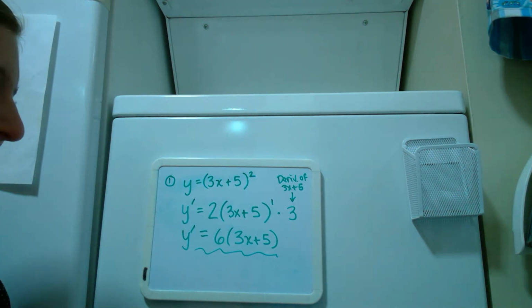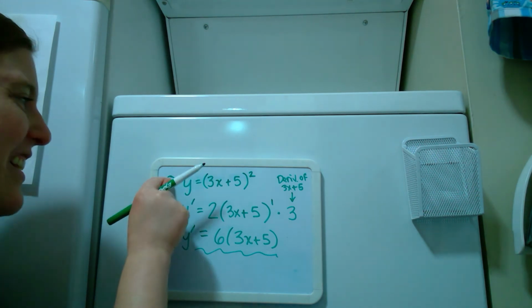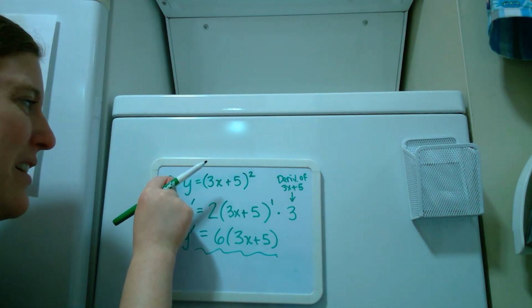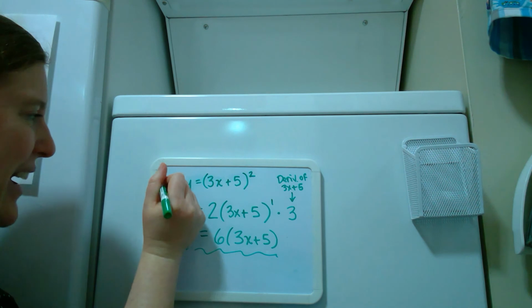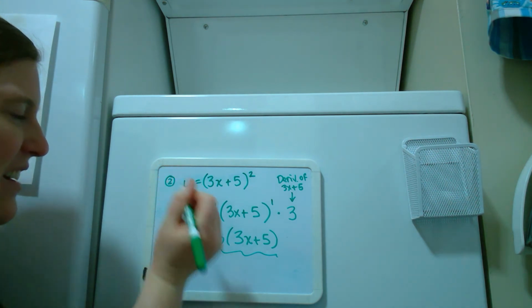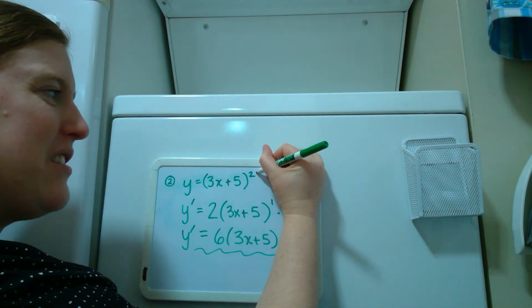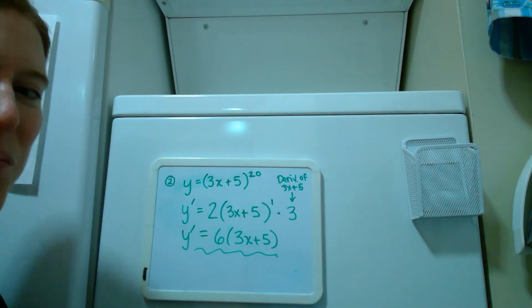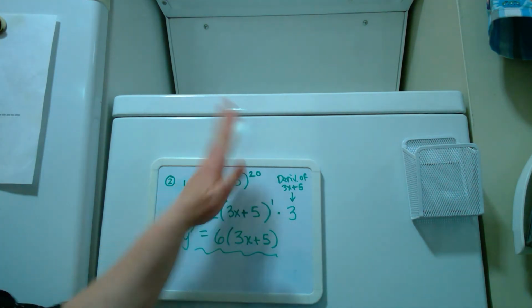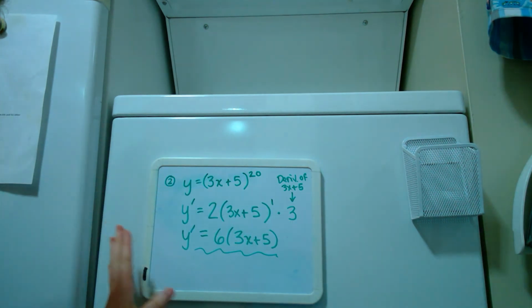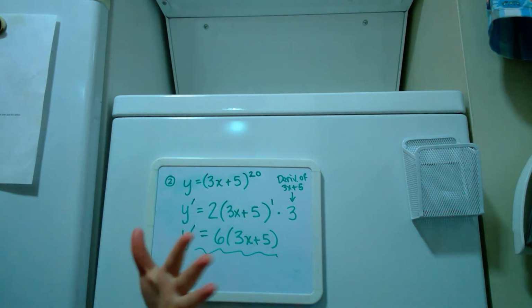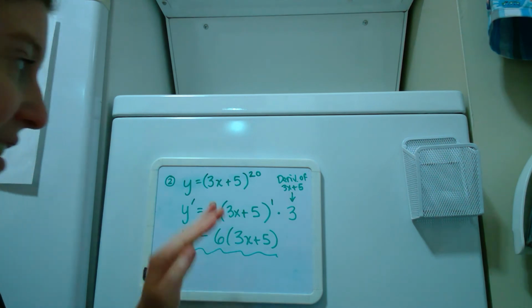So if we make just a little change here, this is problem number 2 on the packet now. If you change that 2, the squared, to a 20th power, then you don't want to distribute that out anymore. No, no, no. But with the chain rule, the process is very much the same.